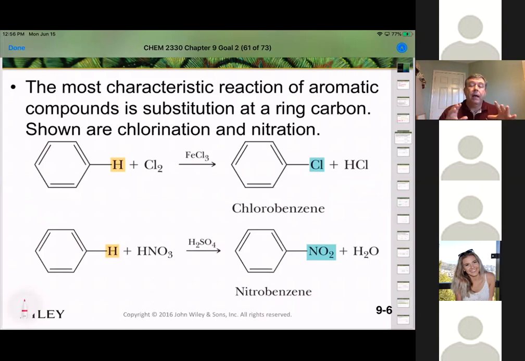Now, we can add other things to this ring as long as we're creating a positive charge. In the case of something like nitric acid here, nitric acid itself will not react with that unless we add another strong acid to it to generate some kind of positively charged nitrogen species. And so we need to look for where that nitrogen is positively charged.